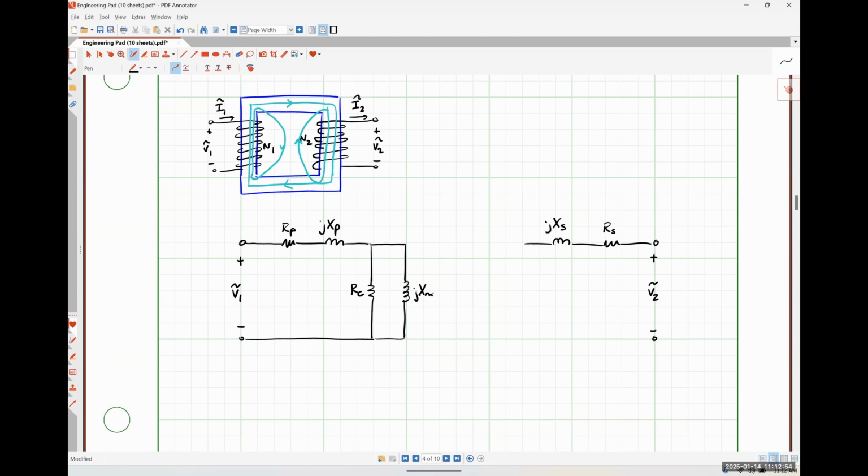So the last thing that we need to add to our model is the fact that in a transformer, we can step up and step down voltages. So the last component in our practical transformer model is actually an ideal transformer, which I'm going to put over here.